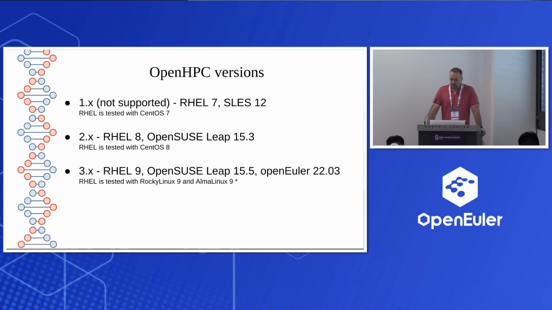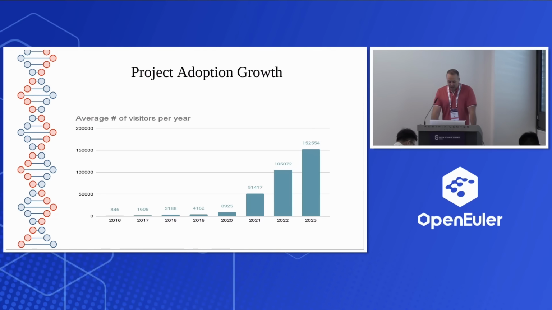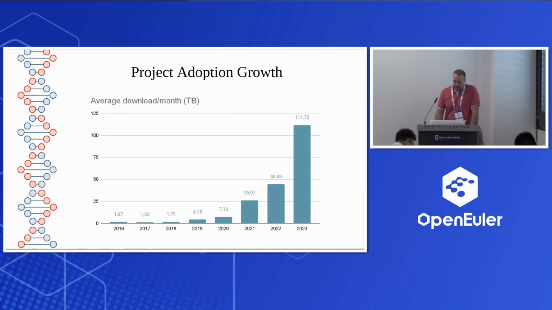There are 3 major versions of OpenHPC. 1.x, that is not supported anymore. It has reached its end of life. 2.x, this is the most used one at the moment, and 3.x, the latest, that's also added support for openEuler. The project has started 2016, and since then its adoption grows each year. This is the number of visitors per year, and also similar diagram, how many packages have been downloaded from the repository. So it grows.